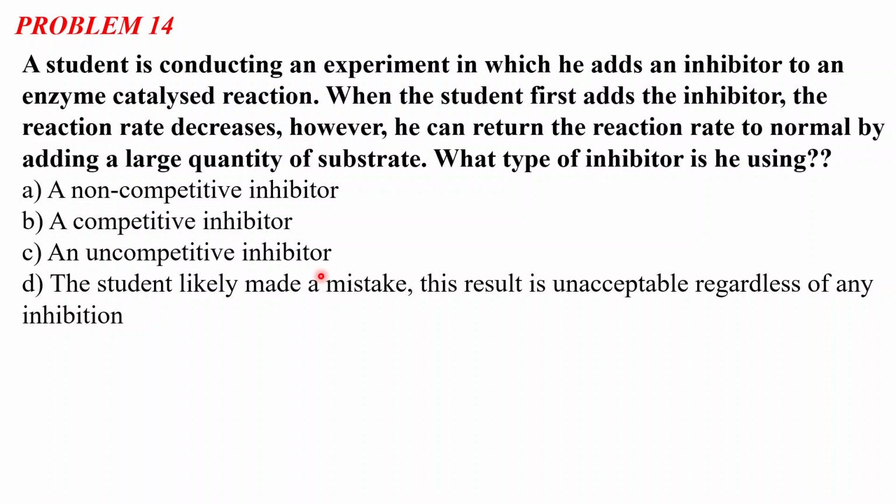So read this question very carefully, think a bit and then answer this question. Which kind of inhibitor is the student using? A student is conducting an experiment, he adds an inhibitor to an enzyme catalyzed reaction, and after adding the inhibitor, the reaction rate decreases, but he can return the reaction rate to normal by adding a large quantity of substrate. So what type of inhibitor is he using? Non-competitive, competitive, uncompetitive, or he made a mistake. Read the question and the options very carefully, then write your answer.